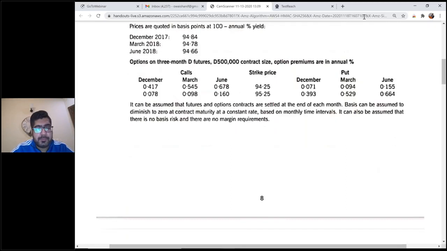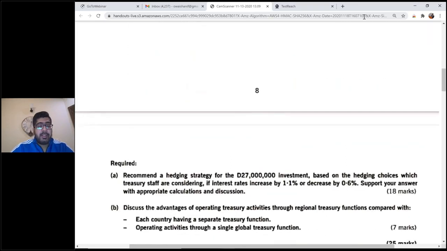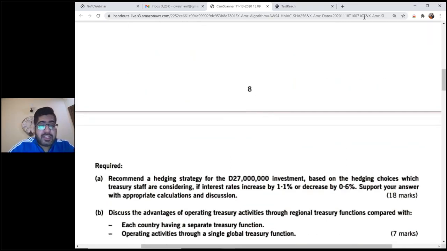And the requirement 1. Recommend a hedging strategy for dinar 27 million investment based on the hedging choices which staff are considering. Staff are considering 3 hedging choices: FRAs, futures, options. So recommend a hedging strategy if interest rates increase by 1.1 or decrease by 0.6. You have to work on both ways, if interest rates increase or decrease. That's why in the formats I was always telling you that there are 2 cases: increase, decrease. Support your answer with appropriate calculation and discussions.